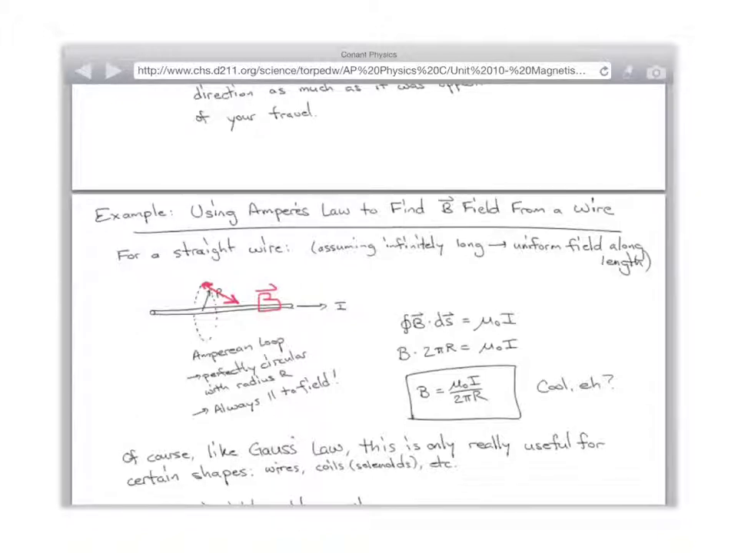So we like Ampere's law, just like we like Gauss's law. And of course, just like Gauss's law, it's only really useful for certain shapes, shapes that it's easy to draw a loop around. So the shapes we're going to care about are straight wires and coils of wire, or actually solenoids.